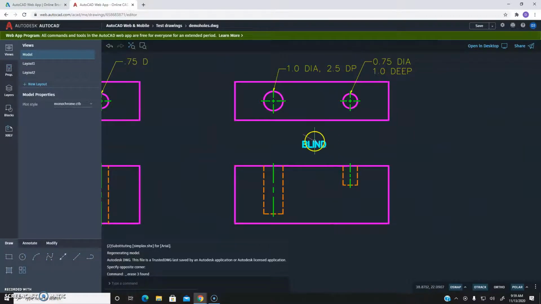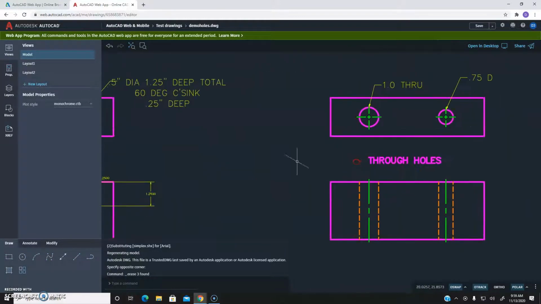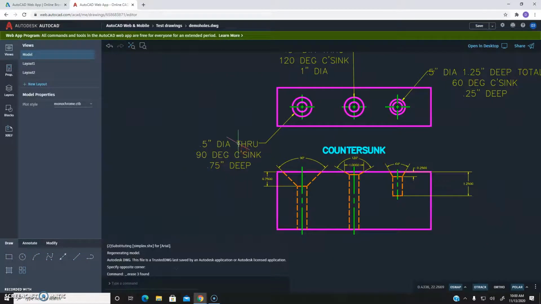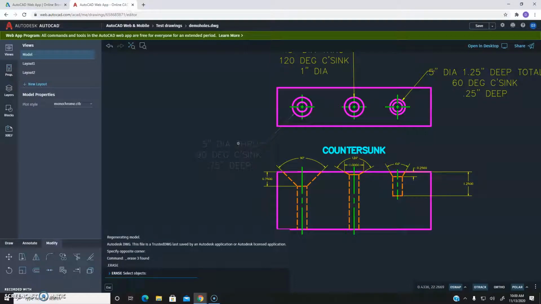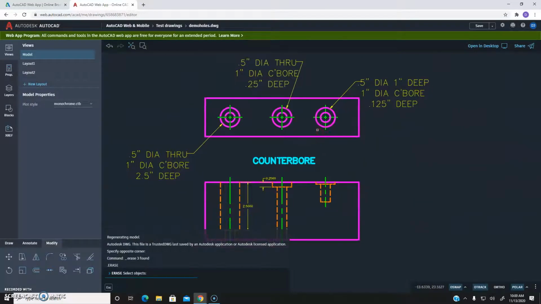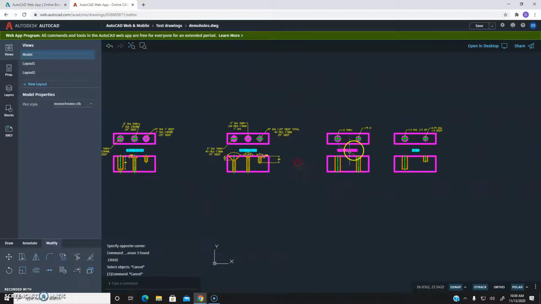Next, we'll look at blind holes. And then after that, we will look at countersunk holes. And we will look at counterbore holes over here. Let's go back to our through holes.